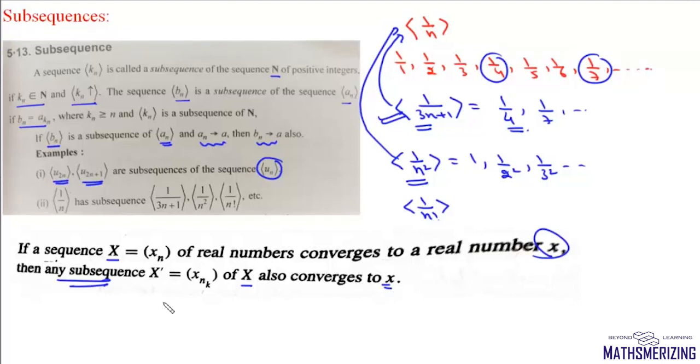Now another utility of this result is: suppose for any sequence we have two subsequences, say x1 and x2, and suppose x1 converges to L1 and x2 converges to L2, and if L1 is unequal to L2, then we can say the sequence x is not a convergent sequence.